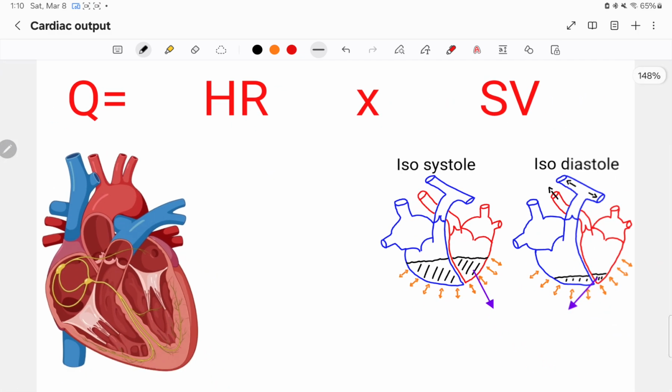Now, how do you get that number? The actual units are milliliters per minute, or liters per minute. You get that by taking your heart rate, which is in beats per minute, and multiplying it by your stroke volume, which is in liters or milliliters. When you multiply these two, you get milliliters per minute, because it's beats per minute.